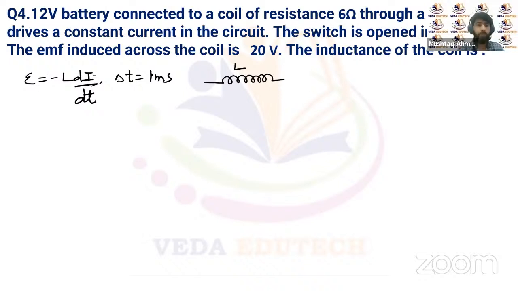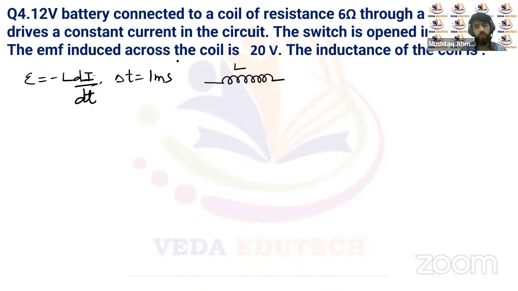And it's given that the 12-volt battery connected to a coil of resistance 6 ohm through a switch drives a constant current in the circuit. The switch is opened in 1 millisecond. The EMF induced across the coil is given as 20 volt. We have to find the inductance of the coil.